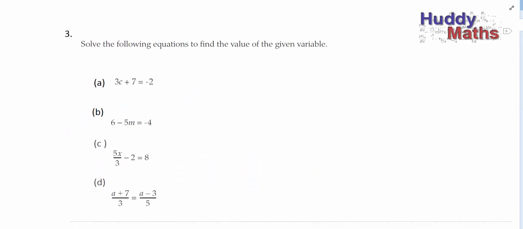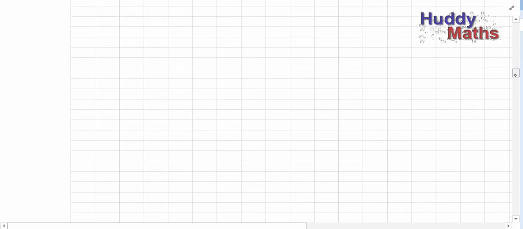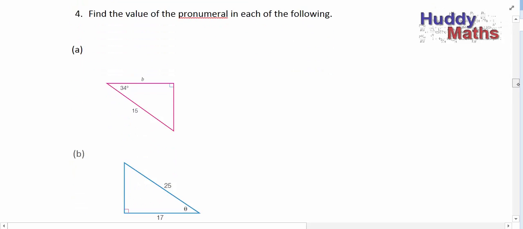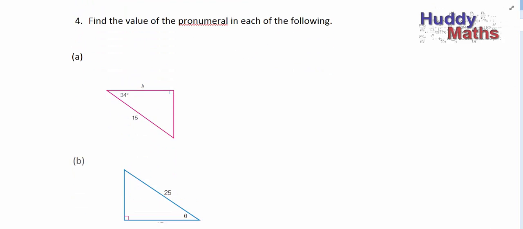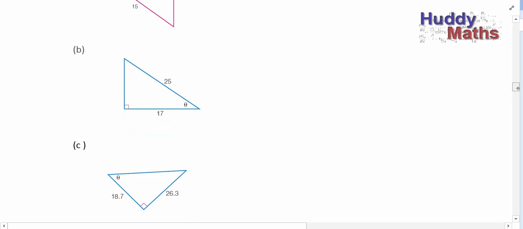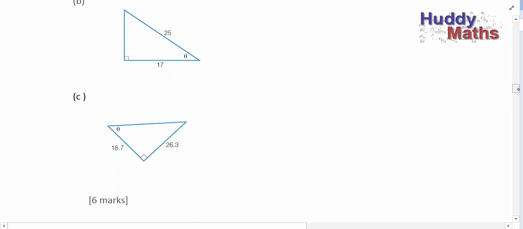Down to question 3. I think these are worth about 9 marks between the lot of them. So pause the presentation, have a go. Let's go on now to question 4. I think this is also about a 9 mark question. There's several parts, so have a look at that too. Pause it, coming down to B and C, only 6 marks there.